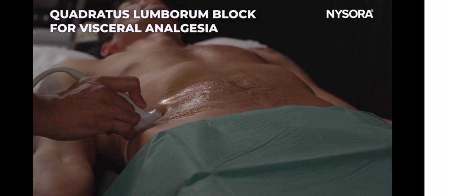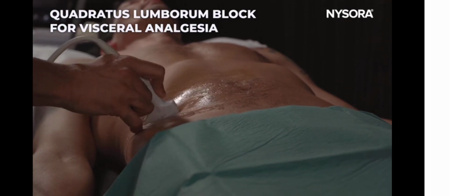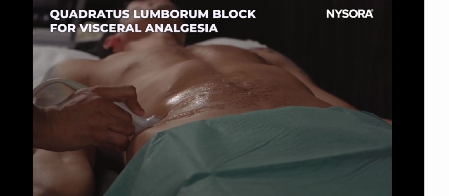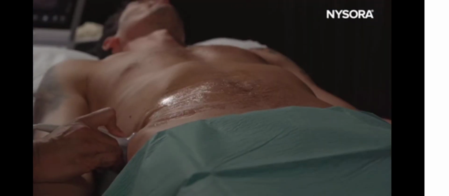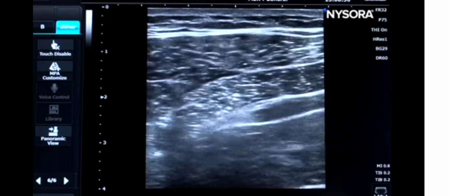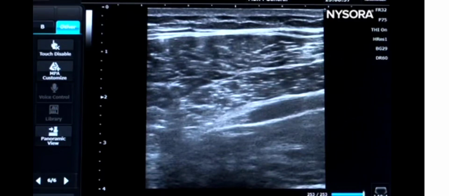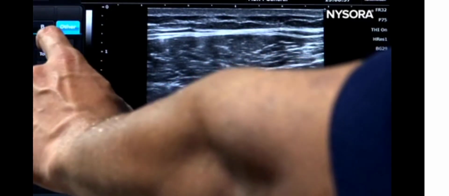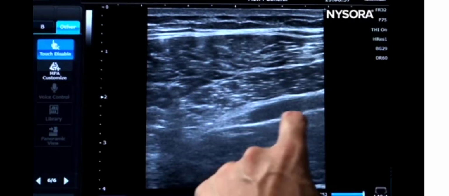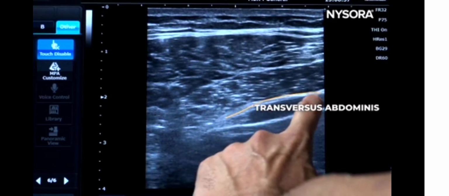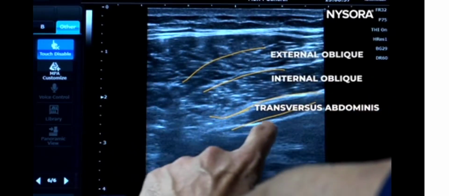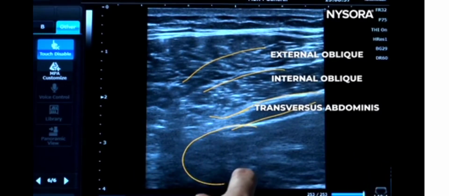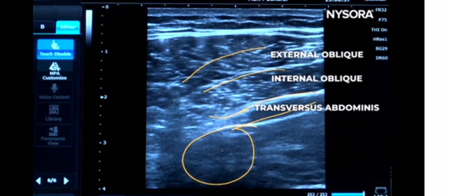To get the benefit of both somatic as well as visceral analgesia, you will have to move the probe posteriorly, looking for a quadratus lumborum muscle where all these muscles start to taper. So this is a tapering of the transverse abdominis muscle, and you have internal oblique muscle and the external oblique muscle. And at the tapering of the transverse abdominis muscle, there's another muscle that comes in.